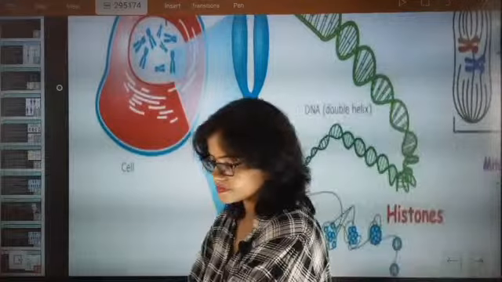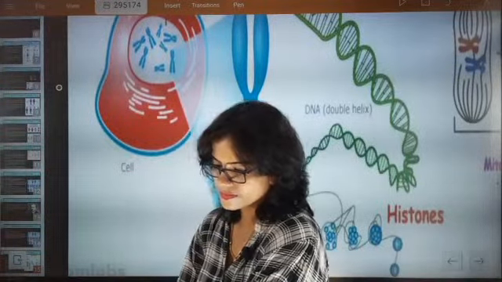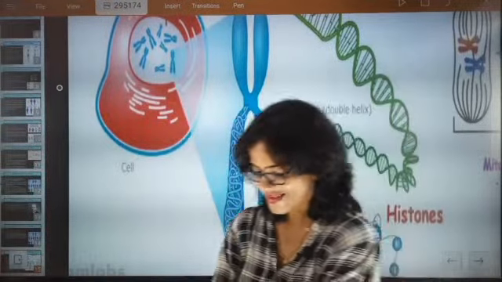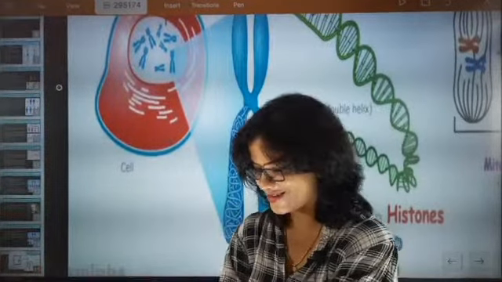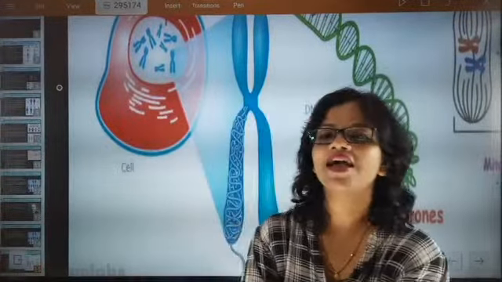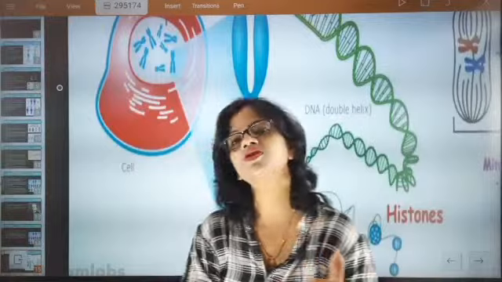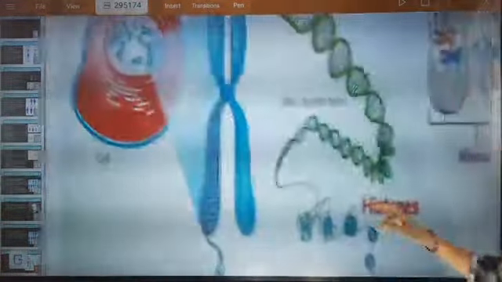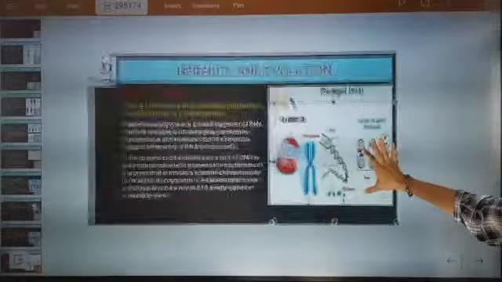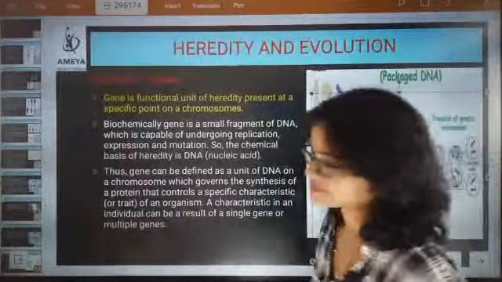Understood. So many DNA are present in a chromosome. No, the DNA content will be the same. The characters that will be present on the gene will be multiple. The characters present on the gene will be what? Multiple.